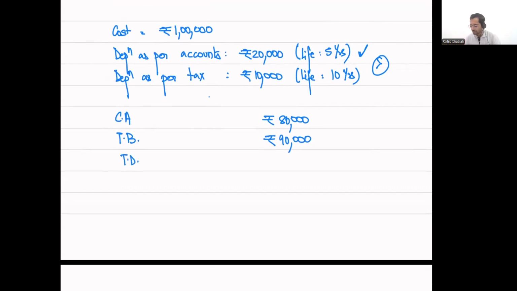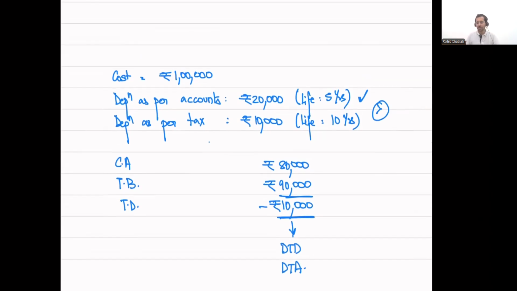So my temporary difference will actually be equal to negative 10,000, which means that my future taxable profit is 80,000. My future tax deduction is 90,000. Therefore, in future, I'm going to have a net deduction of 10,000 rupees. All right. So this is going to be a deductible temporary difference. And therefore, I am going to have a deferred tax asset on such deductible temporary difference.